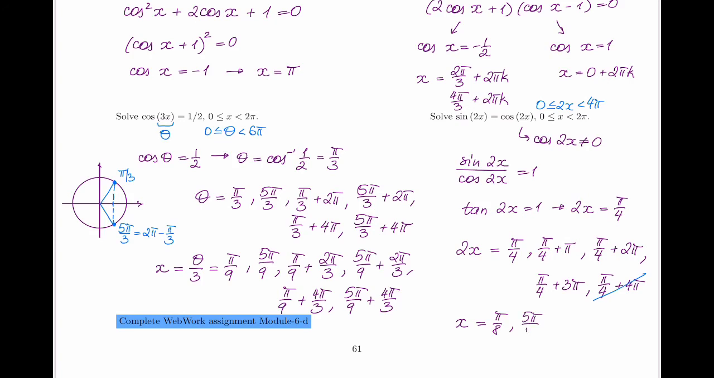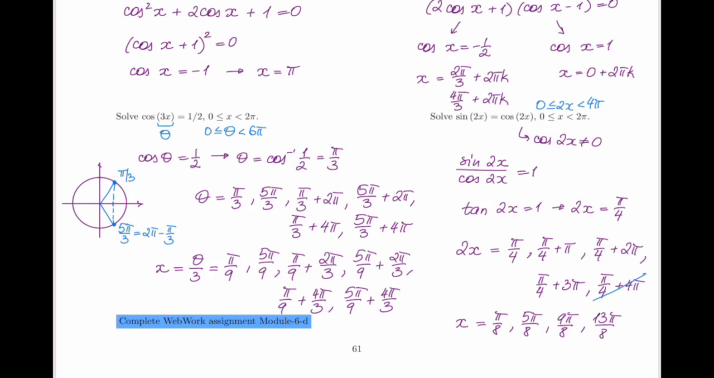5 pi by 8. Pi over 4 plus 2 pi is 9 pi over 4. All divided by 2 is going to be 9 pi over 8. And then finally, pi over 4 plus 3 pi is going to be 13 pi over 4. So divided by 2, it's going to be 13 pi over 8. Okay, and this is it for that.